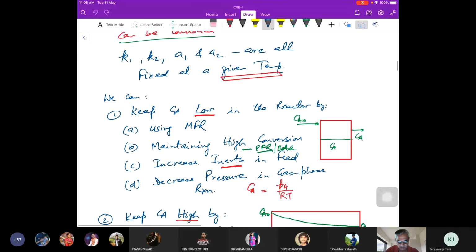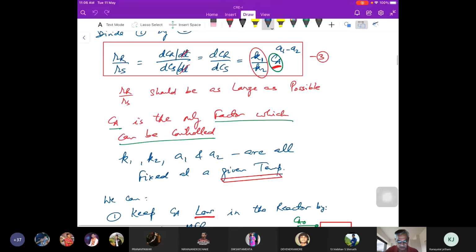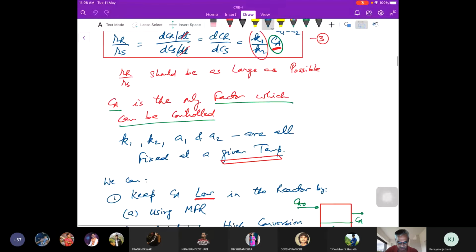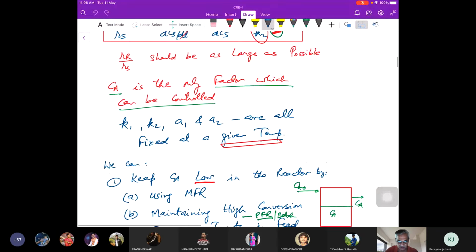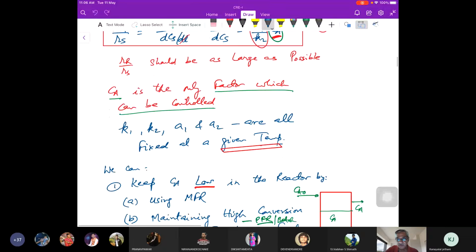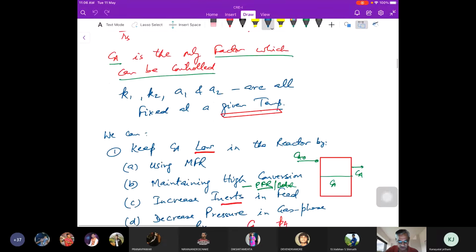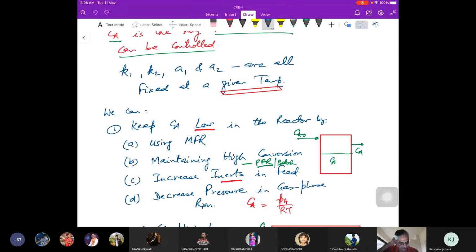Okay, so there may be situations where we need to keep Ca low or Ca high depending on the values of A1 and A2. We'll see that. First we'll see how to keep Ca low and Ca high, and then we'll see when to keep Ca low and when to keep Ca high. If you have any question, please stop me in the middle because I'm going to go fast because we already did this. Okay, so we can keep Ca low in the reactor by using a mixed flow reactor.